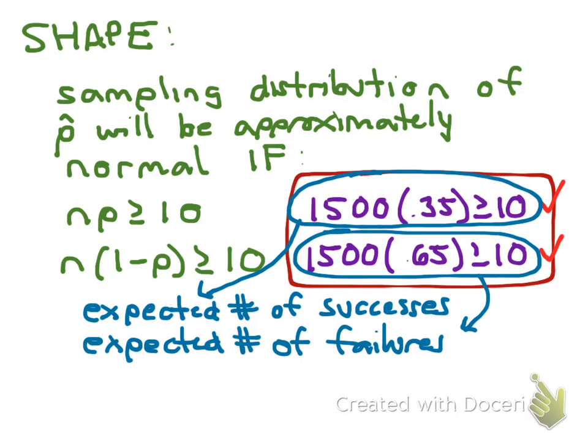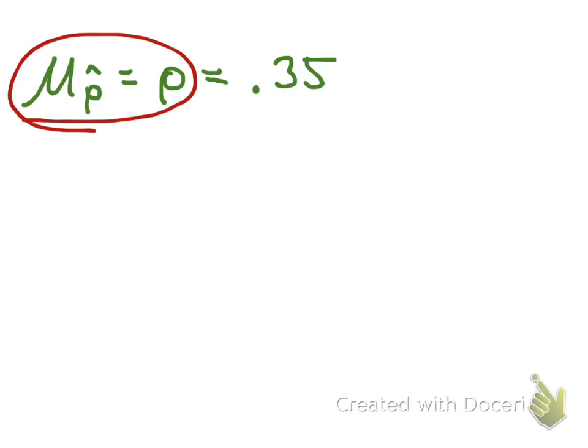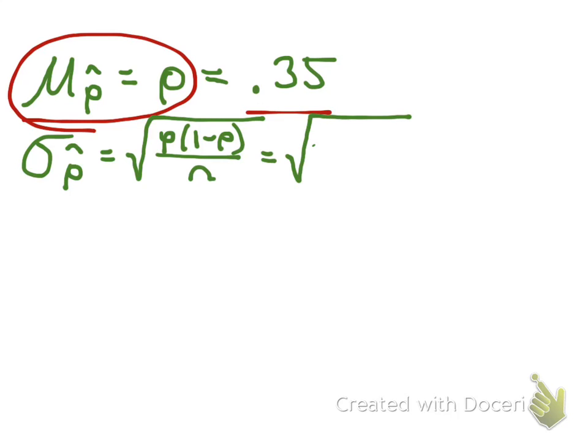So we have center, shape, spread. We have everything we need. We're all set to go. So let's plug the numbers in now. The mean of the p-hats, the center of our sampling distribution, will be 0.35 because we know that that's p. The standard deviation of our sampling distribution, we have to plug into that nasty looking formula. I trust you can do that, and you'll get 0.0123 if you do all that.